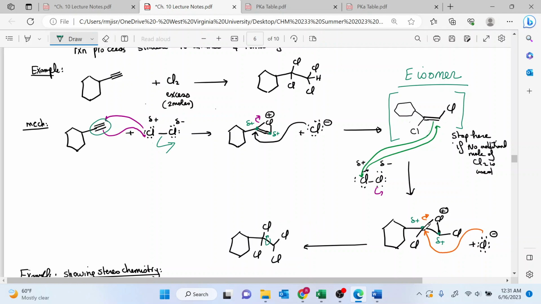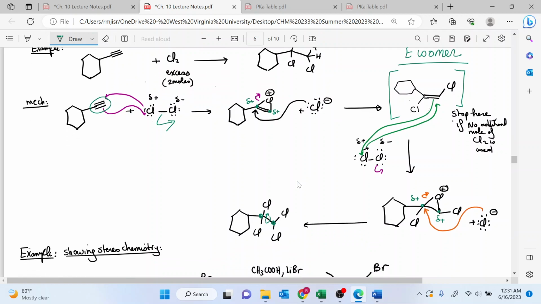So the chlorine is going to come and attack, open the bond. So now on each one of these carbons in here, I ended up adding 2 chlorines. So it's going to be 4 chlorines total. So I know now if I go backwards, this was the position of the triple bond.